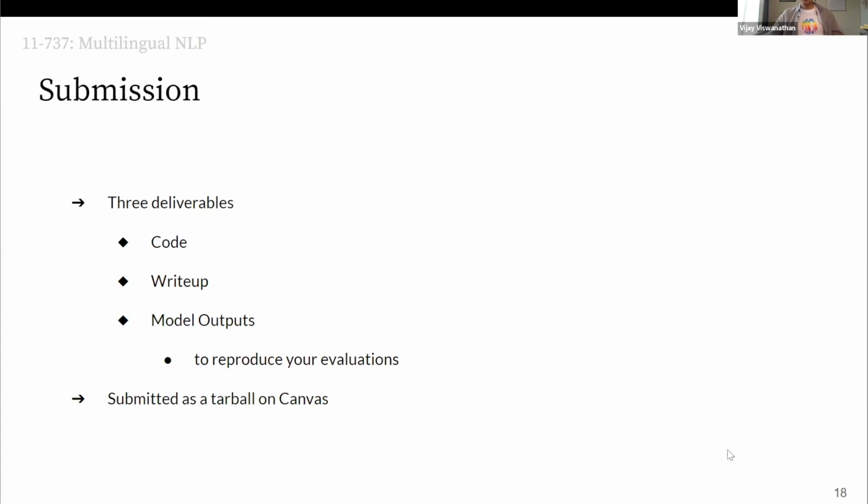Once you start playing with the software, it'll make sense what this is. But basically, this way we can compare the translations that your model predicts with our references and reproduce your evaluations, just to make sure everyone's on the same page. And these are all submitted on Canvas as a tarball, like the previous assignment.